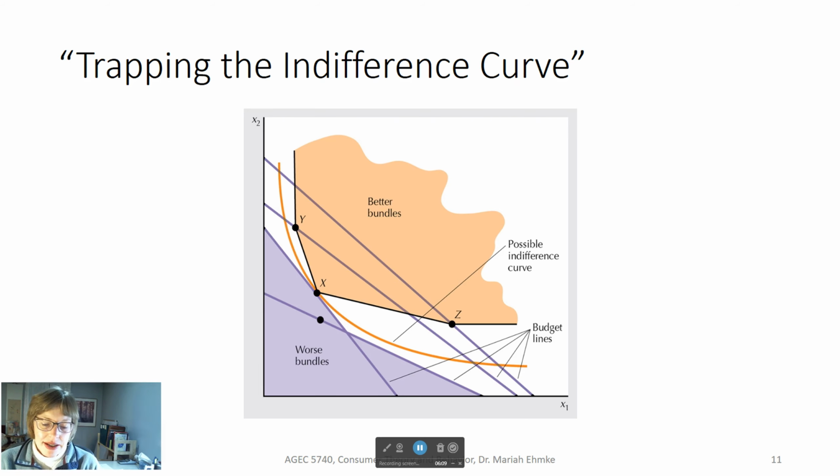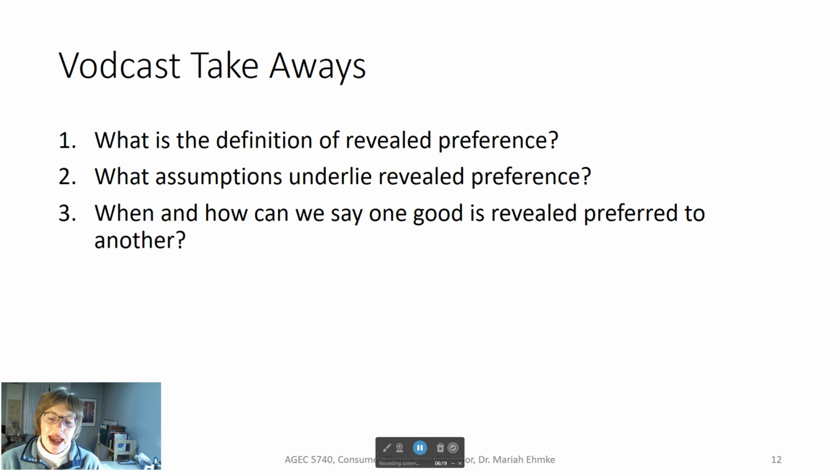At this point, take some time to review pages 119 to 125 if you have not already. Here are important questions to answer in this section of the reading and after viewing the podcast. First, what is the definition of revealed preference? Second, what assumptions underlie revealed preference? And third, when and how can we say one good is revealed preferred to another?